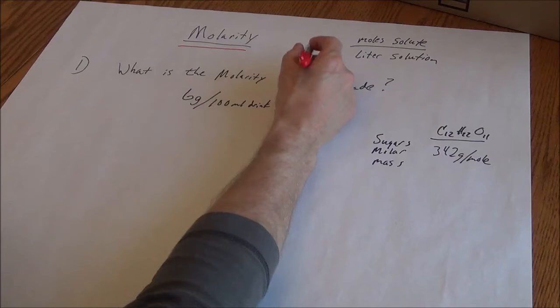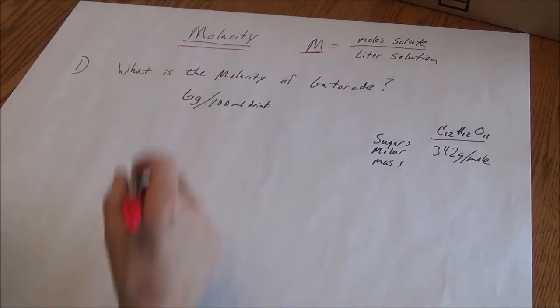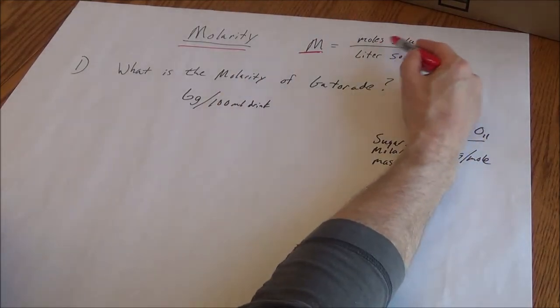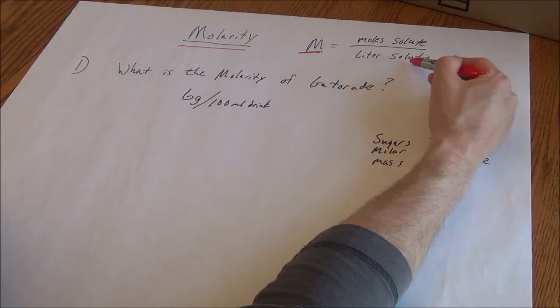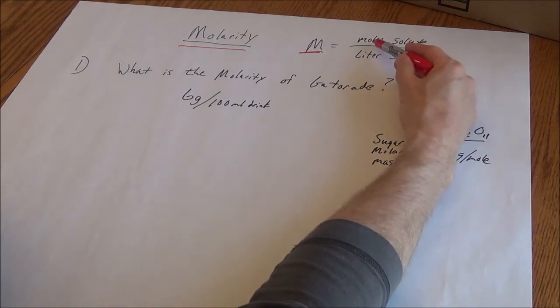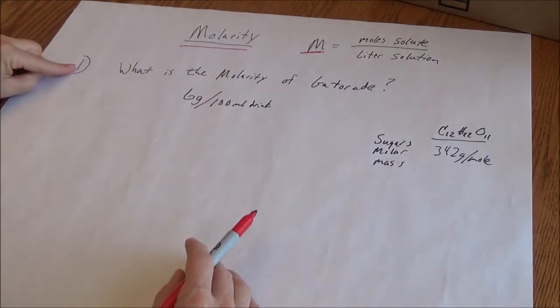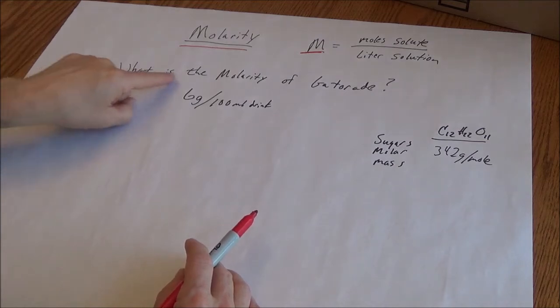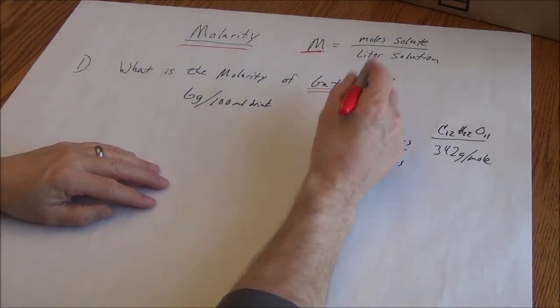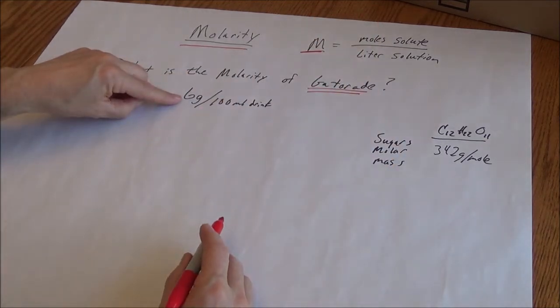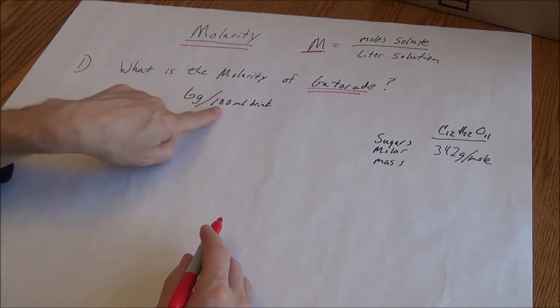The equation for molarity, well, first of all, the symbol for molarity is capital M. The equation is moles of solute divided by liters of solution. And yeah, there's that word moles, and don't be afraid of it. We're going to do one problem, and problem's here. It says, what is the molarity of Gatorade? And we know from the last page that we had 6 grams of sugar per 100 milliliters of drink.